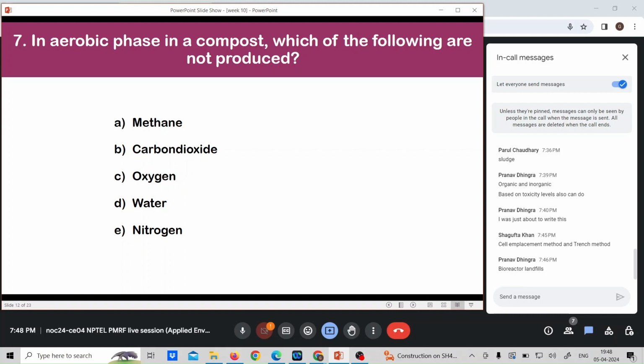I hope you remember the different phases in composting, like what are the phases that happen with the waste. Methane, okay. Right.